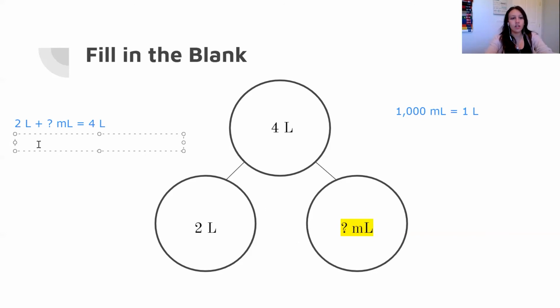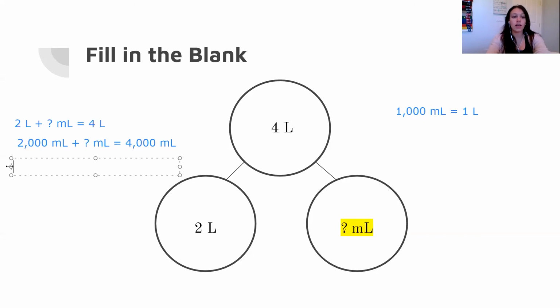So 2 liters converted to milliliters is 2,000 milliliters because we multiplied it by 1,000. And then we're going to put plus question mark milliliters equals, and then 4 times 1,000 is 4,000. So we're going to write 4,000 milliliters. Now let's solve this. 2,000 plus question mark equals 4,000. Well, 2,000 plus 2,000 is 4,000, right? So our question mark is equivalent to 2,000 milliliters. Perfect. So we have found our answer.